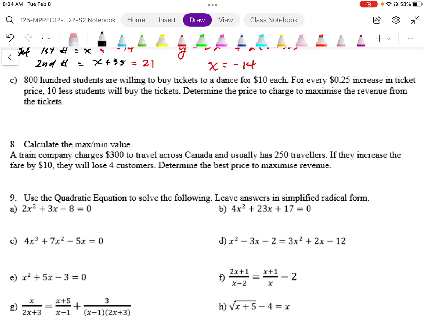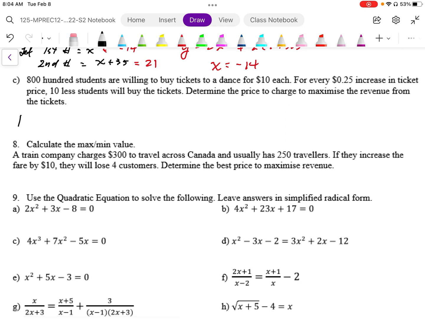So question 7C is a revenue problem. To do revenue problems, we need to first know the equation to calculate revenue. Revenue is equal to the number of items sold times the price of each item. So if I take the price and multiply that by how many I sell, that gives me the total amount of revenue, which is the amount of money that's brought into the company.